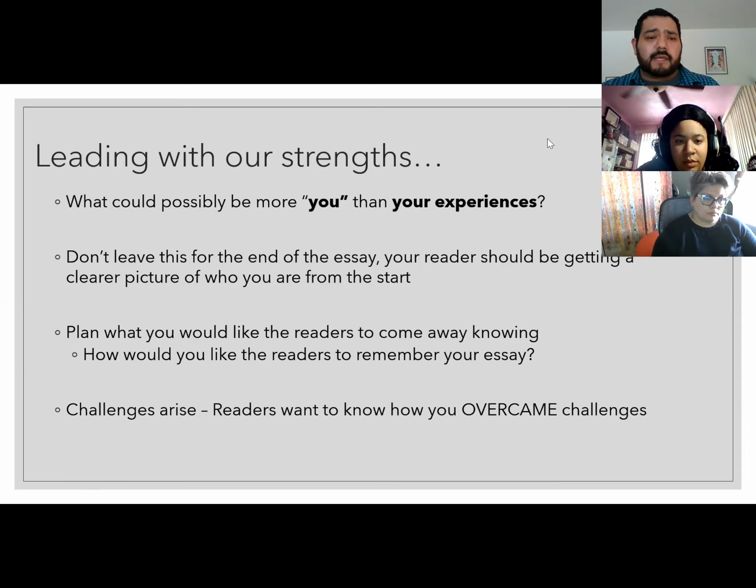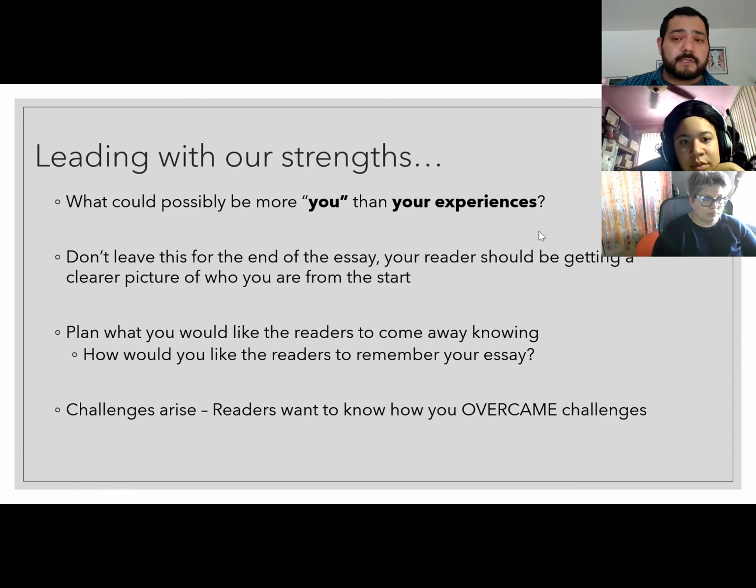As mentioned in the planning phase, think about what you would like your reader to come away knowing about you, and how they're going to remember your essay. This is your time to shine, so giving them that context within the entire big picture is going to be most effective. We all have challenges, but rather than just throwing out how things have happened, it's important to share with your reader how you overcame those challenges. What kind of skills are you using? What were your strengths that you were able to bring up and really help get through some of those things?